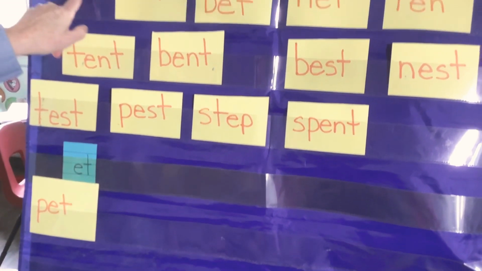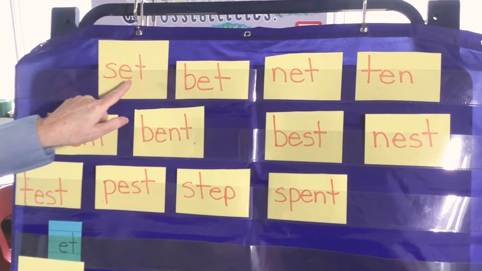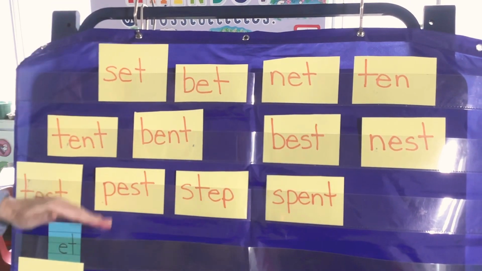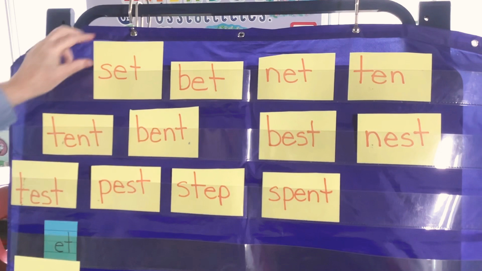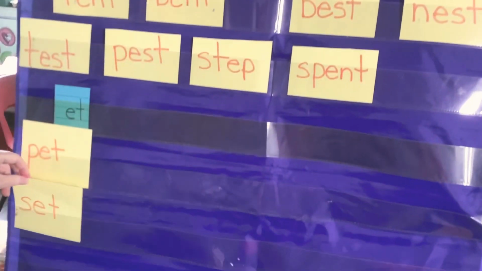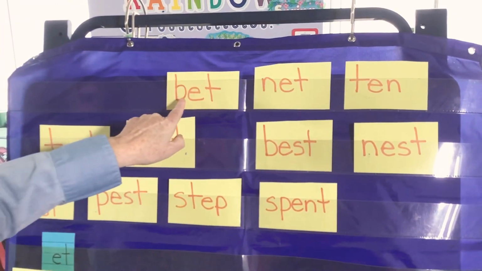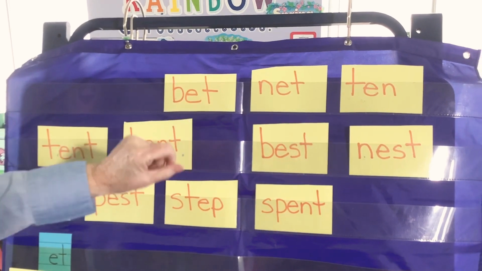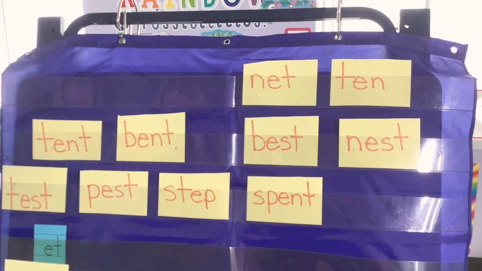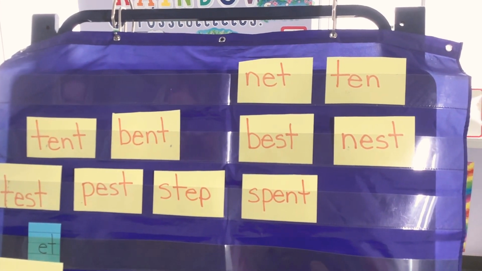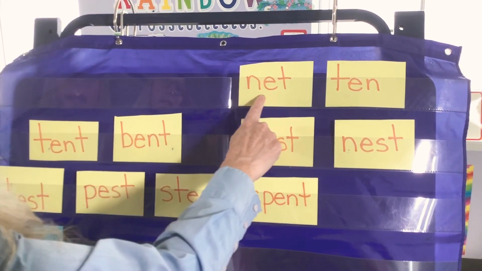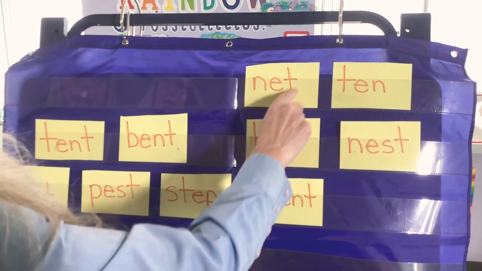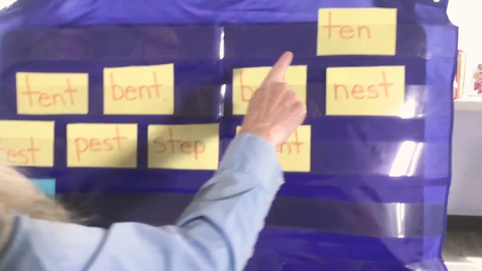So remember we just start at the top and we go across, and then the next row and the next row. Et. Okay, so start. Ba-et. Good. Bet is an et word. So you see they all end in et. This is an et word. Now, let me see if I can see any more et.